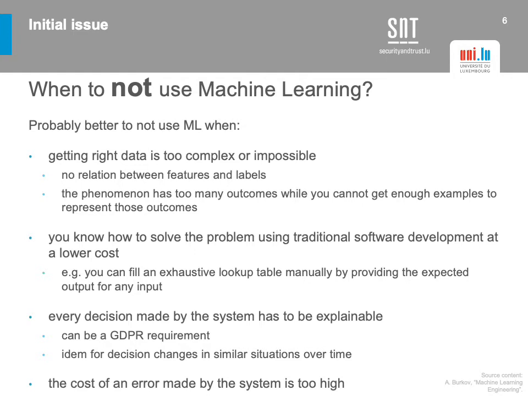So when to not use machine learning? It's probably better to not use machine learning when, for example, getting the right data, getting good data, is too complex or impossible. In that case, if you cannot get data, you cannot learn from it. And if you can only get bad data, or data that doesn't really correspond to the task, it will be difficult or impossible to learn.